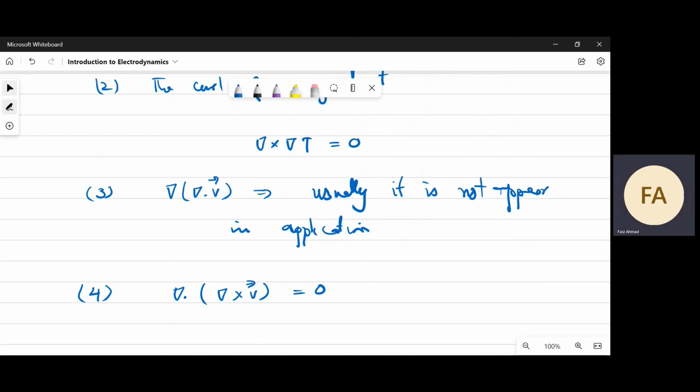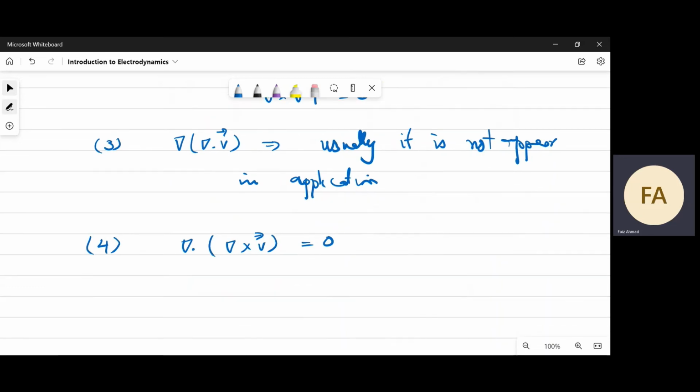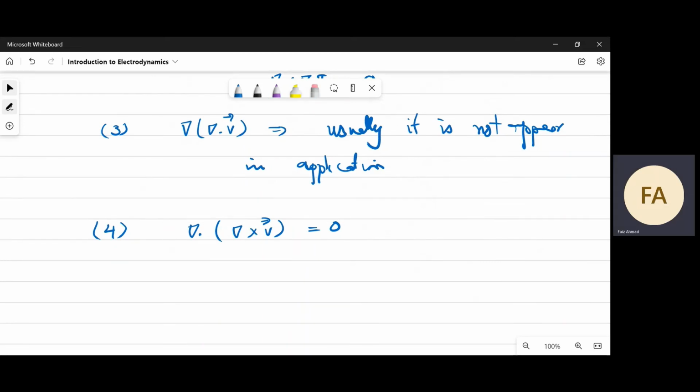The divergence of a curl is always 0. So again, for any vector which has a curl, it will not have any divergence. In our previous example when we were solving the curl, we saw that the field which has a curl usually doesn't have divergence, and it's always true.